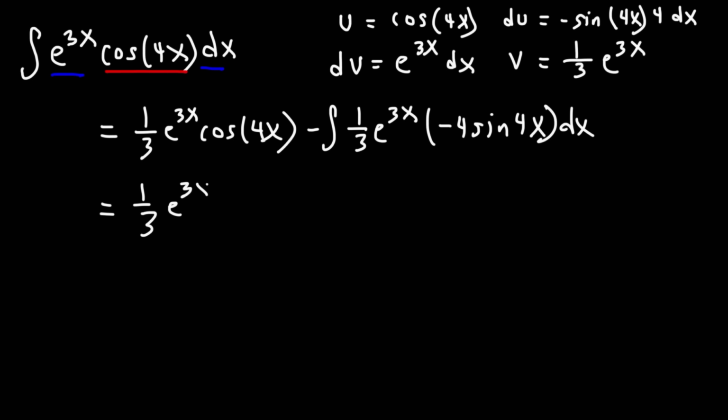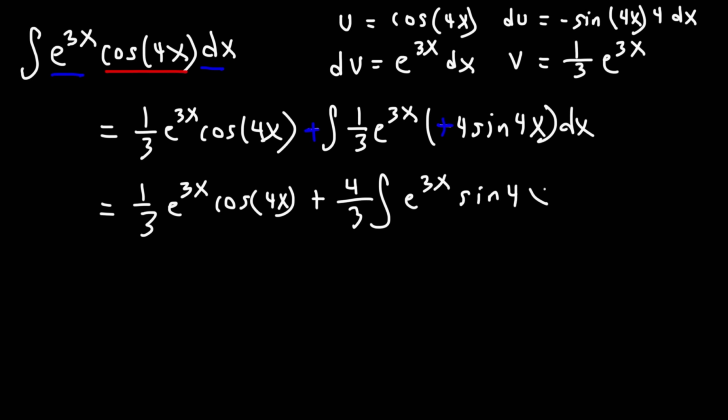So what we're going to do now is move the constants to the front. The two negative signs will cancel. They will become positive. And we can move 1/3 times 4 to the front. So this is going to be plus 4 over 3 integral e to the 3x sine 4x dx.